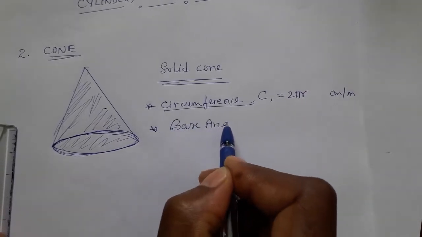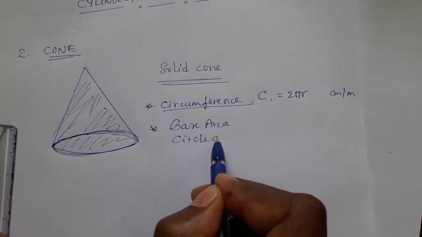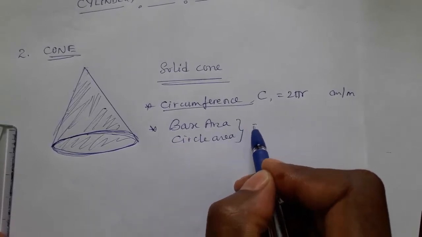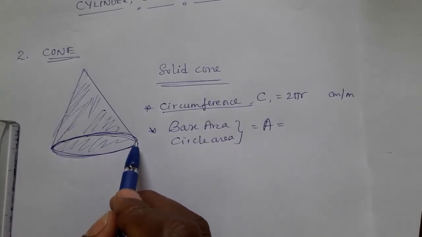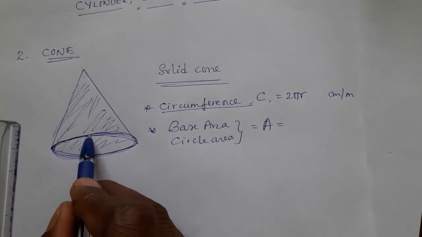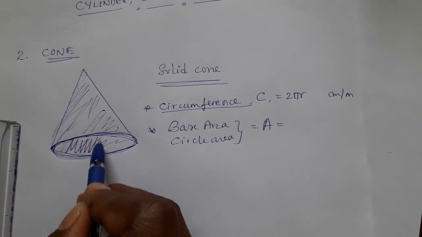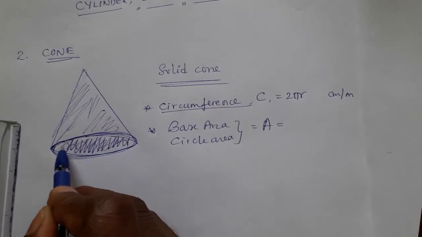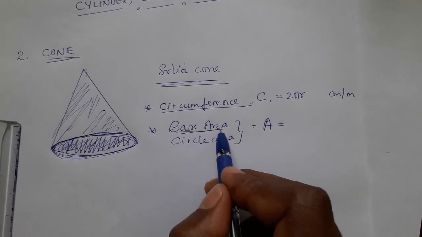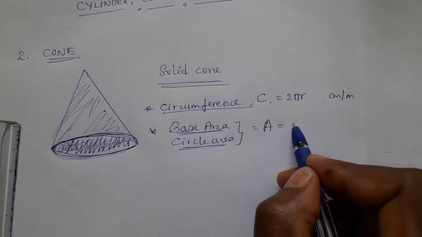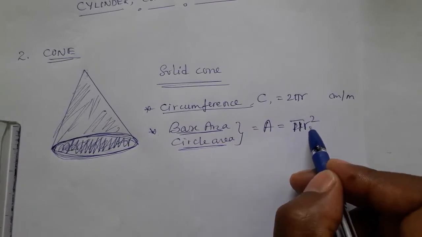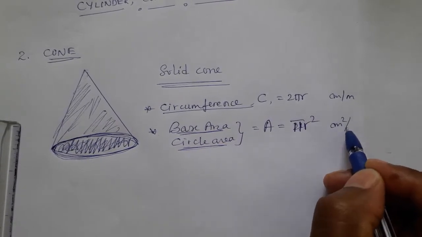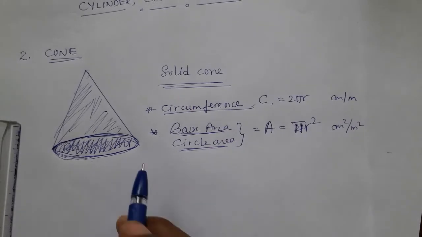Next we go for base area, or circle area. Capital letter A. What is base area? This round is the circumference. What we see inside this round, this part, is the area. This area is called the base area or circle area. It is pi r square. It is measured in centimeter square, meter square or kilometer square, square units.